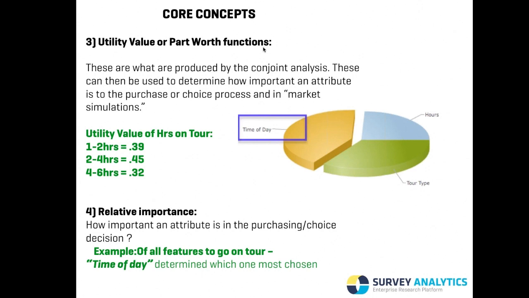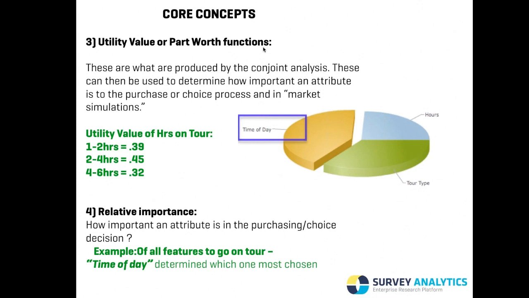Utilities or part worths are really the output of Conjoint and what you're really interested in. Part worths are a measure of how important certain attributes and levels of attributes are to the consumer. And this is really the aim of Conjoint, to give you these numerical values, utilities for the various levels of attributes.